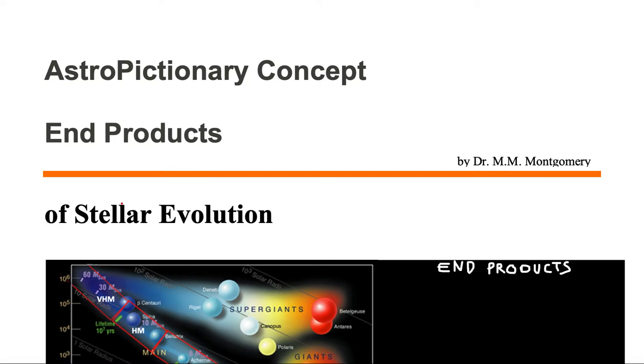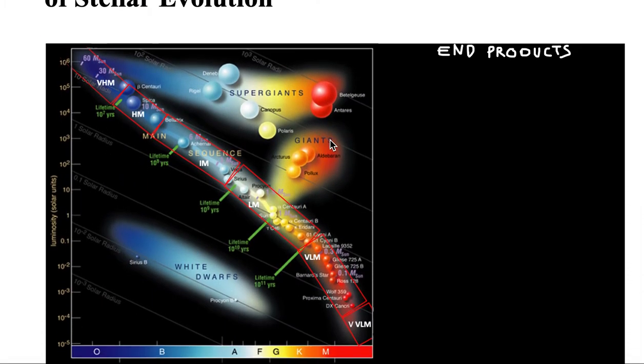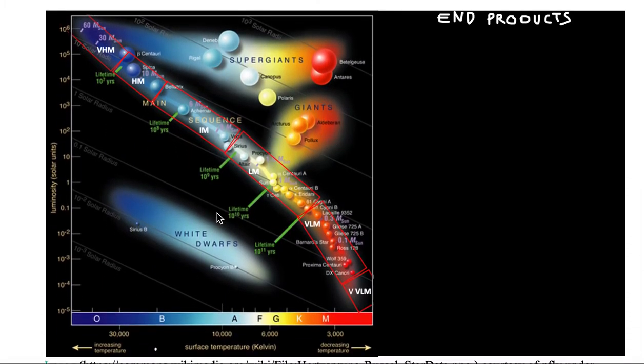In this AstroPictionary concept video, we're going to go over end products of stellar evolution. Here we're looking at stars on the Hertzsprung-Russell diagram, known as the HR diagram. On the horizontal axis, we have the star's temperature, and temperature increases to the left. Along the vertical axis, we have the star's luminosity, and luminosity increases upward. Therefore, on the left-hand side, we have hot stars, and on the right-hand side, we have cold stars. At the top, we have very bright stars, and at the bottom, we have dim stars.